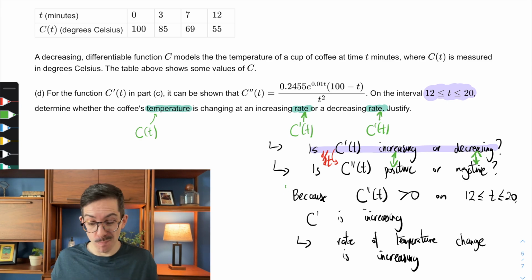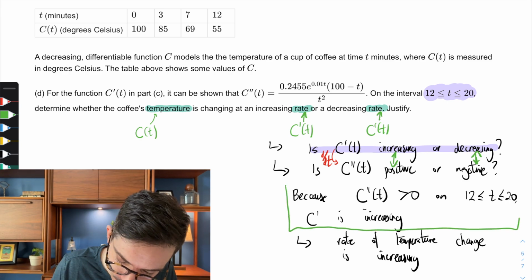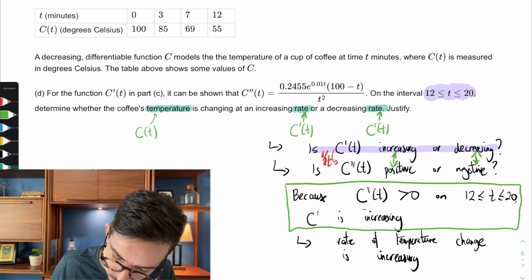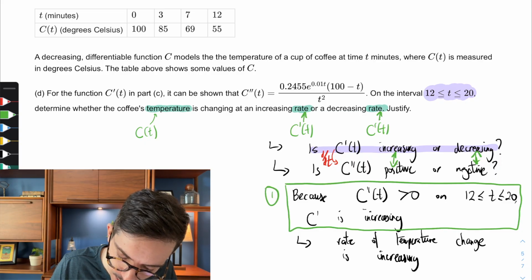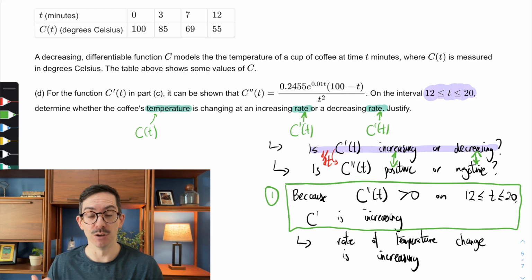So here we just got 1 point, 1 point for the answer together with the justification to do with the sign of C double prime. And that's it. We're done with free response question 1. Nice. So there you have it. We have knocked out the first free response question on the 2024 exam. Halfway done with the calculator section.